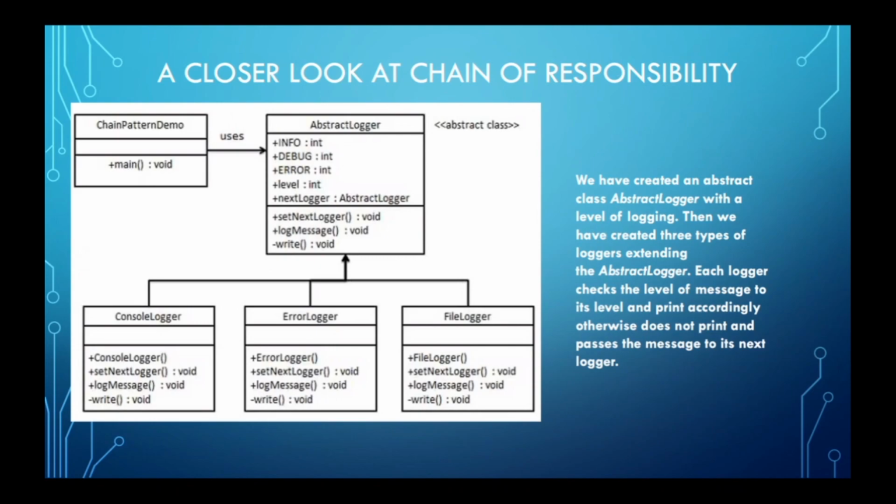So if I created a new file, I'd send it to the file logger. But if it started out and was given to the console logger, I don't want to give it to the console logger. It'll give it to the error logger. I don't want to give that to the error logger. I'll give it to the file logger. That's where it belongs, right? So that's chain of responsibility in a nutshell. That's a good example.